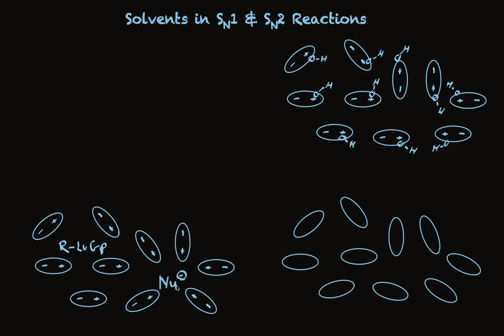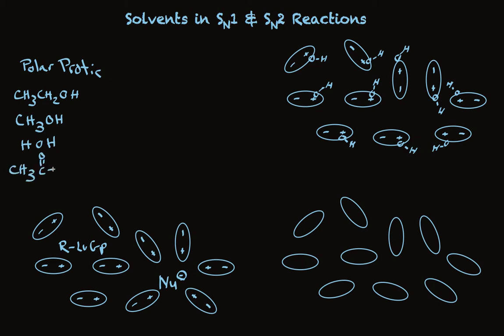Now there are two groups of polar solvents. Let's write those down. One group is called polar protic, and included in this group would be alcohols like ethanol, methanol, water, and acetic acid is a common one. And these guys are called protic solvents because they all have a proton attached to a heteroatom. In this case, all of them are oxygen, which is usual.